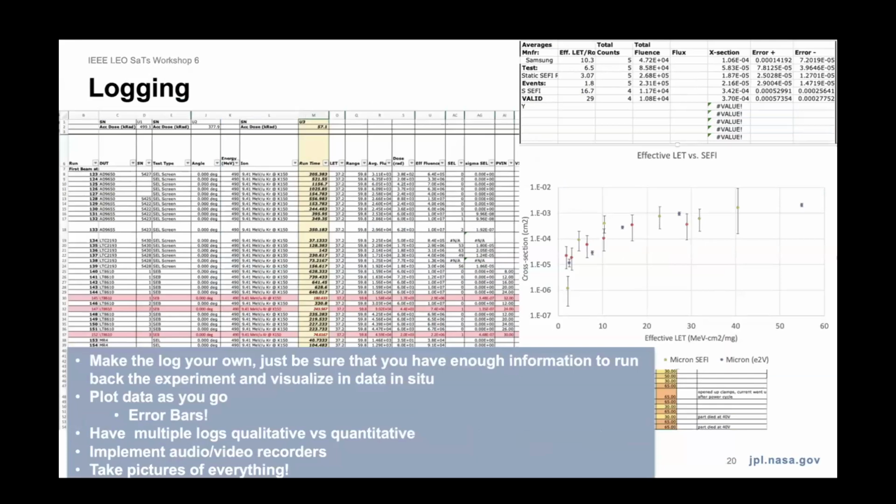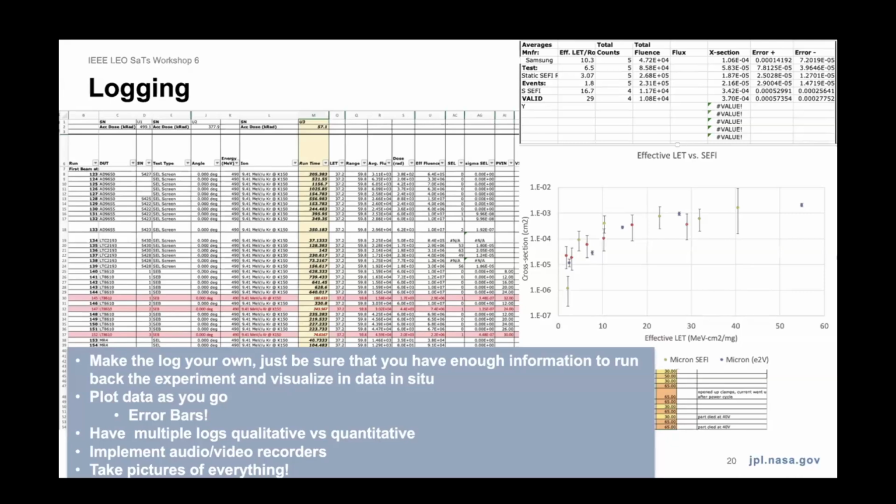Facility dosimetry. So what was the ion and LET? What was the fluence? What was the flux? Etc. Information about your test, voltage, temperature, those variables that change. And then you have run by run all this information. You want to accumulate it and start to develop a story, right? So you want to start plotting things, as you can see there on the right, in situ.